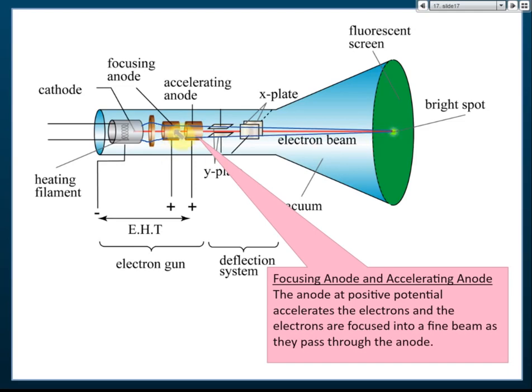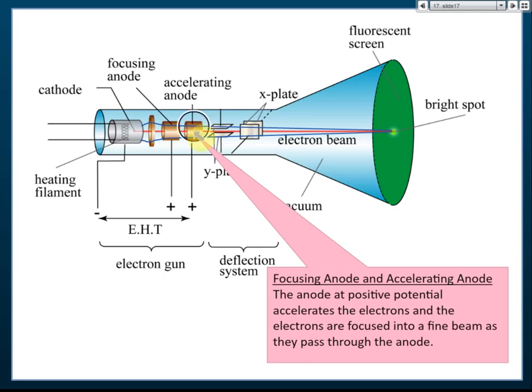So without these focusing anodes, the electrons will spread to a wider area. So we must have these focusing anodes to focus this cathode ray, so that it focuses at this fluorescent screen, and then we have focused bright spots on the screen.